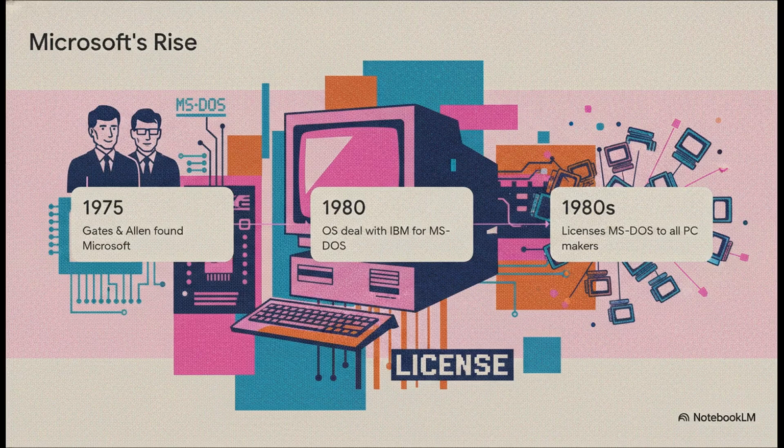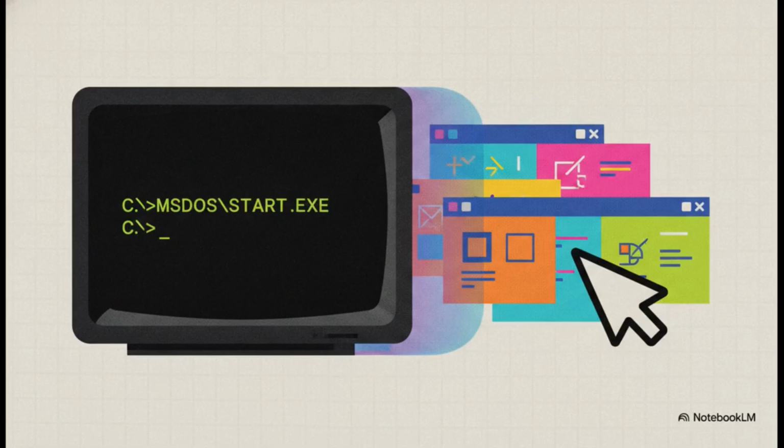They didn't just sell it to IBM. Microsoft brilliantly negotiated the right to license MS-DOS to other manufacturers too. So as dozens of companies started building IBM-compatible PCs throughout the 1980s, nearly all of them licensed MS-DOS. That single, monumental move literally overnight turned Microsoft into the dominant force in PC software. There was a catch, though.